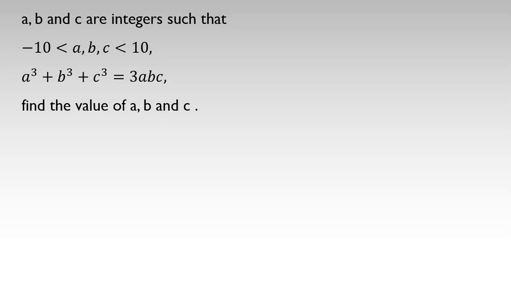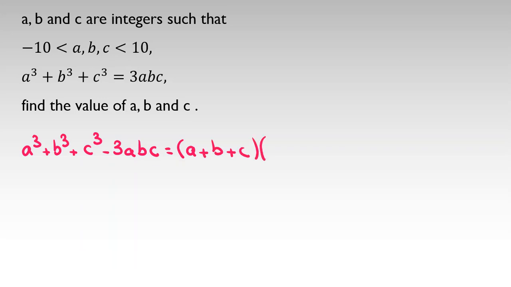For solving this problem, when you see the sum of three cube numbers like A cubed plus B cubed plus C cubed, we have a famous identity. If I write the identity, it is A cubed plus B cubed plus C cubed minus 3ABC equal to A plus B plus C times A squared plus B squared plus C squared minus AB minus AC minus BC. It is one form of this identity and you should memorize it.